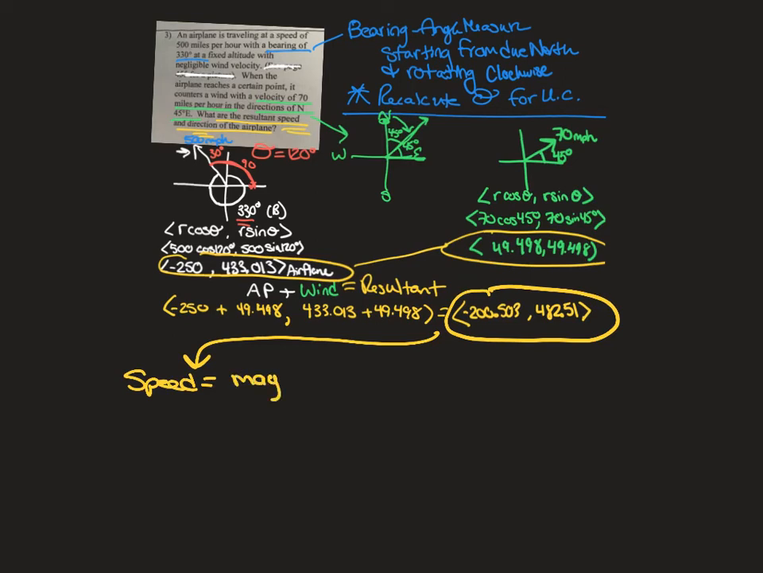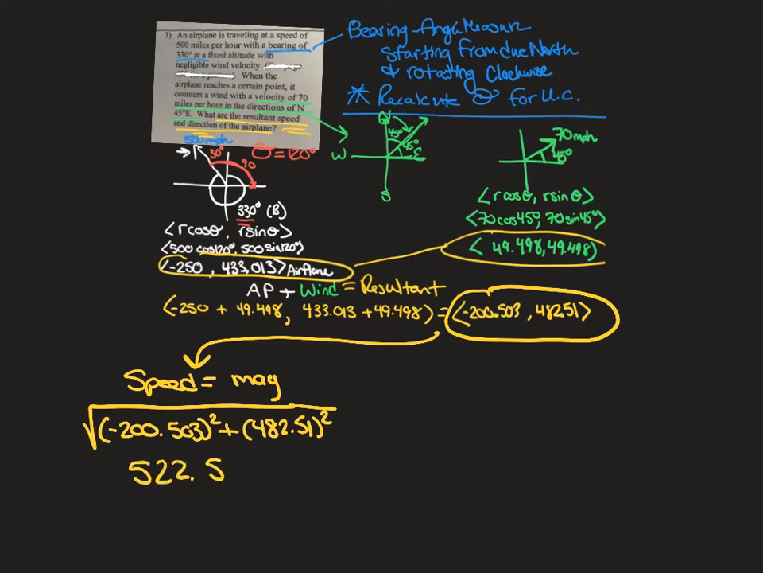So the speed is going to equal the square root of negative 200.503 squared plus 482.51 squared, and then all square rooted. I type it in my calculator just the way it is on my screen. So my speed is 522.511 miles per hour. So there's half my answer.